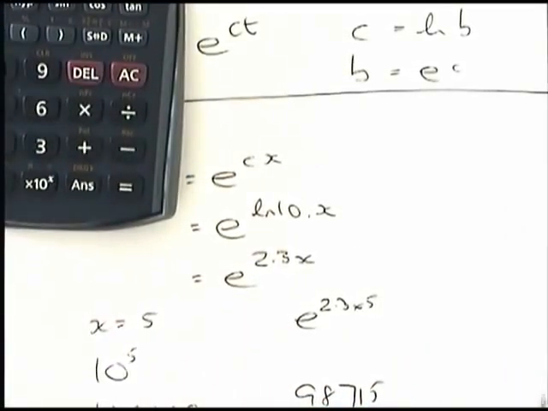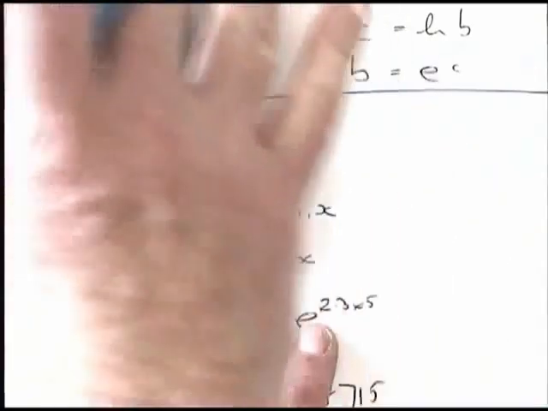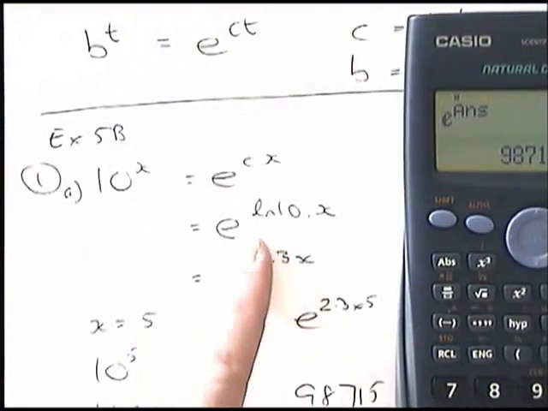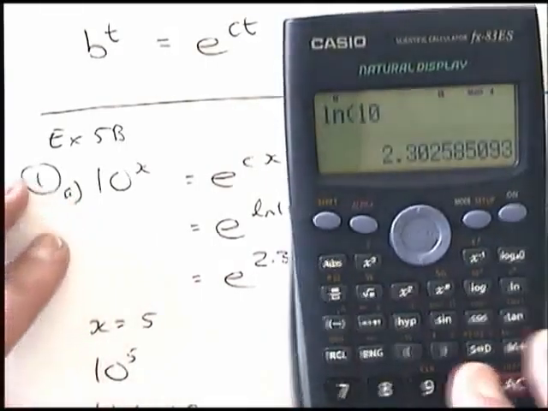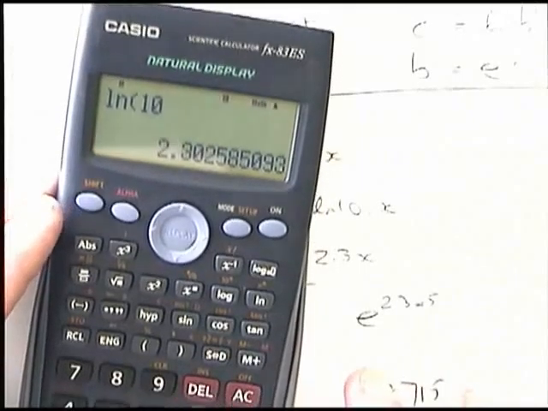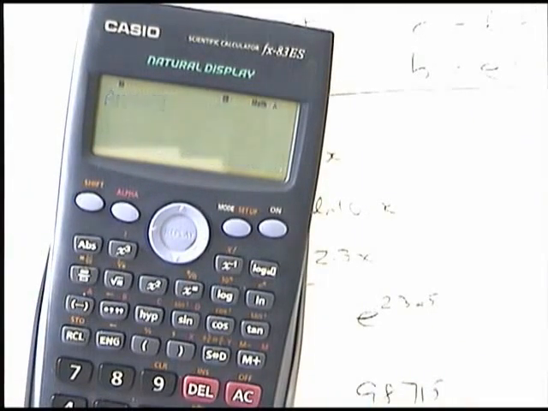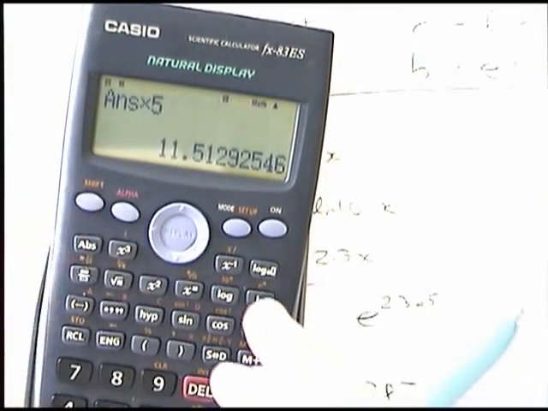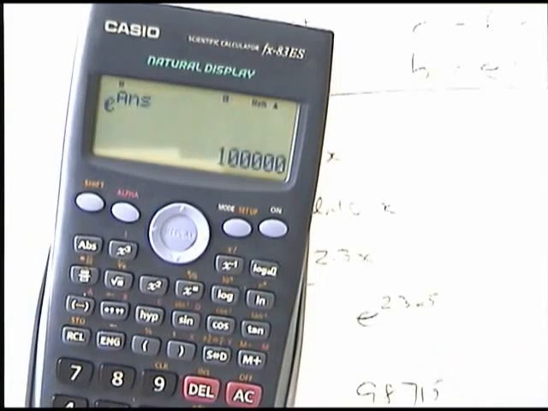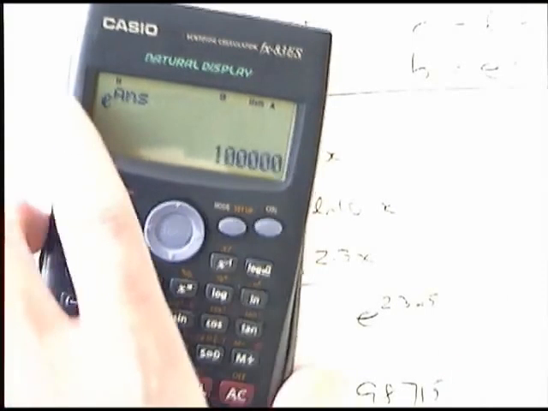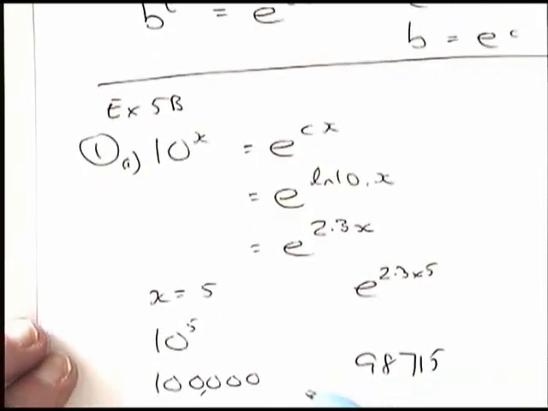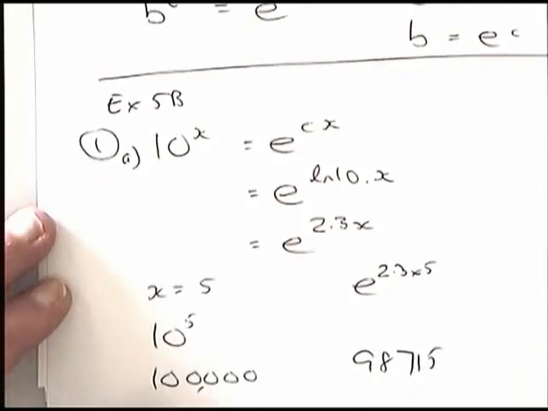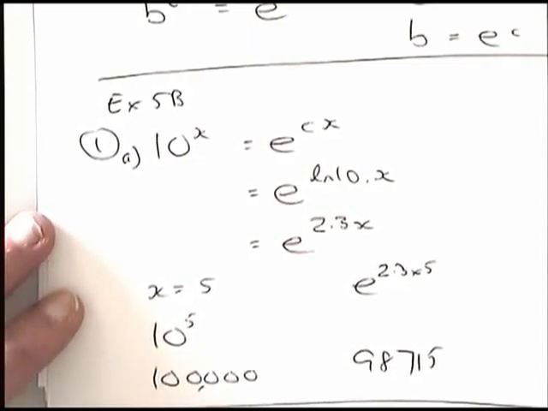The only reason it's not the same is because of the rounding errors, because that wasn't actually 2.3. That was log of 10. So if I do that again, if I did log of 10, is that value there, slide the calculator over here, I'm timesing that by 5, and now I'm doing e to the that, I do get the exact 100,000. But because I rounded here, I've got an approximate answer here, but it is just to show you that that does work. So let's have a go at doing part B.